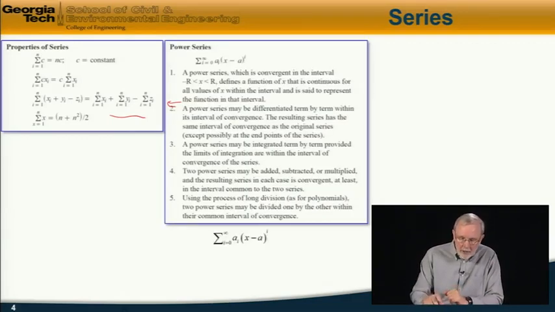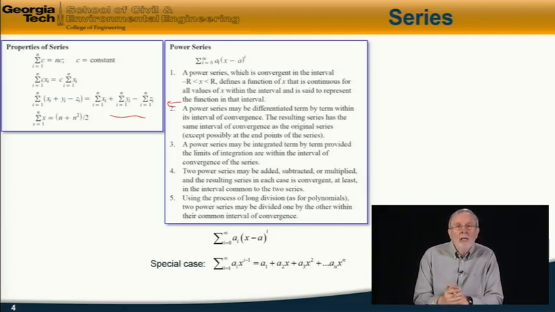And a power series, whose formula is given here, is equal to the summation from i equals 0 to infinity of ai times x minus a raised to the power i, where i is an integer. And a special case of this is where the constant a in the parenthesis is 0, which is equal to the summation from i equals 1 to infinity of ai x to the i minus 1, given by this expression here.